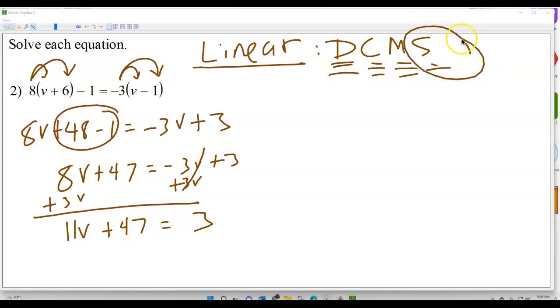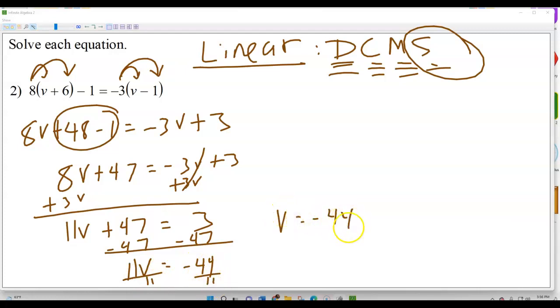After that, we have a nice two-step equation that we need to solve, so that's the last step. It's just to solve what you see left. So just go through the regular algebra steps at that point. And we end up with negative 44 equals 11v. Division will give us v equals negative 44. So that's my recommended steps for solving linear functions.